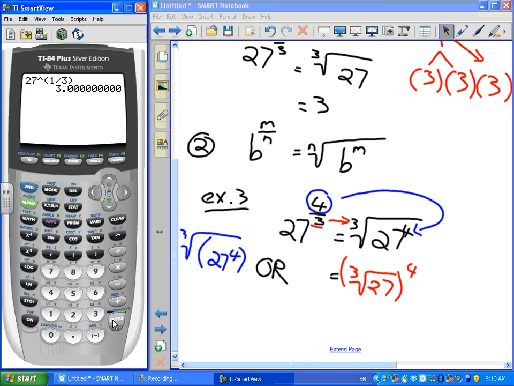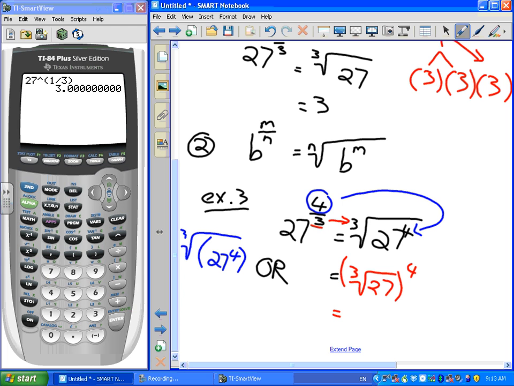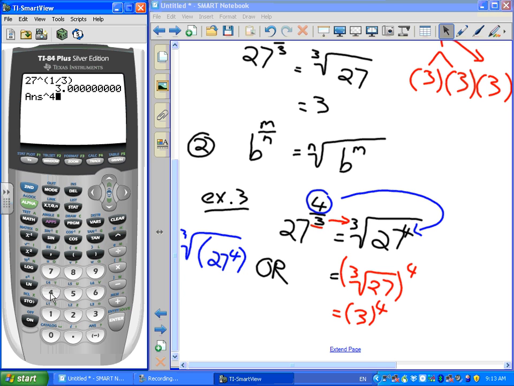My answer is 3. We'd already found that out earlier, which is good. So I now have 3, and now I'm going to solve for my power of 4. So I can take that answer from before to the power of 4, 81.